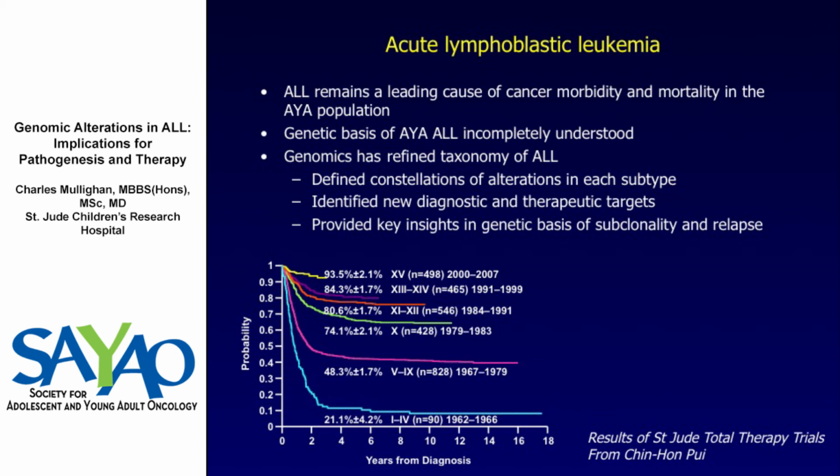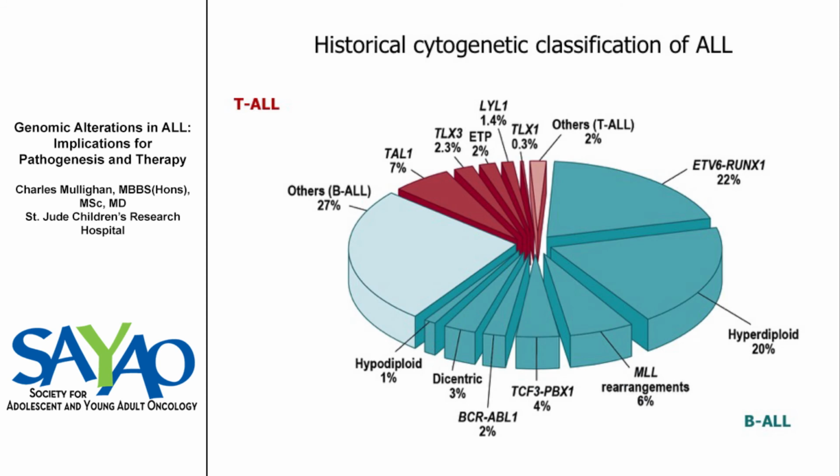It's identified new subtypes of leukemia. These studies have identified the constellations of structural and sequence changes that act together to induce leukemia. And importantly, they've begun to identify new diagnostic and therapeutic targets, either by specific mutations or by pathway-directed approaches, as you've just heard.